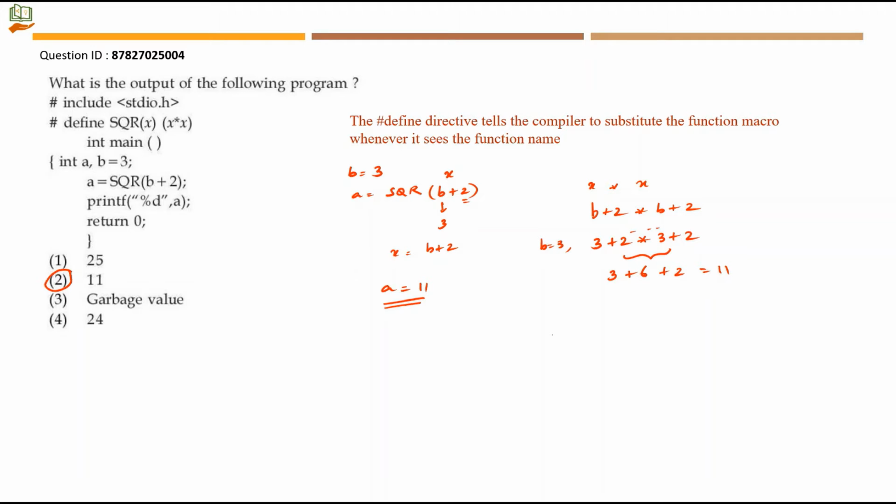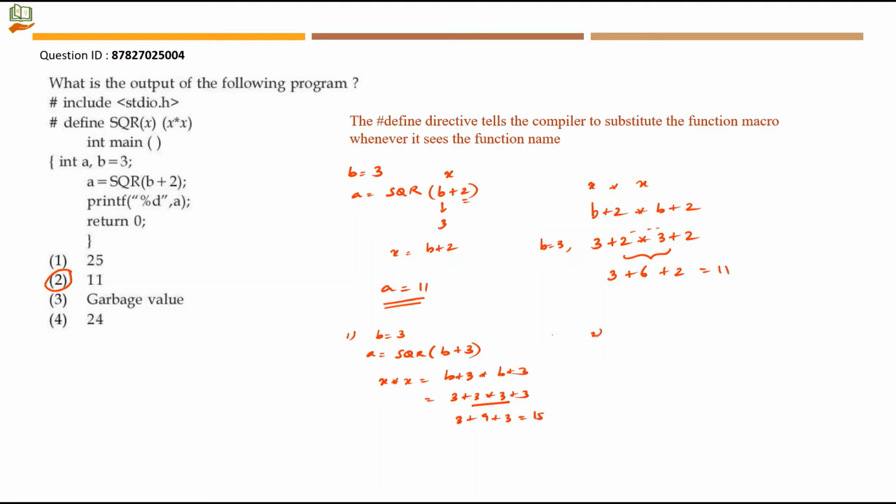So let's take two examples. The first example, let b stay as 3. A is equal to square of b plus 3. Now how this will be interpreted is x into x will be b plus 3 into b plus 3. So 3 plus 3 into 3 plus 3. So 3 into 3 is 9. So 3 plus 9 plus 3, which will give a value of 15.